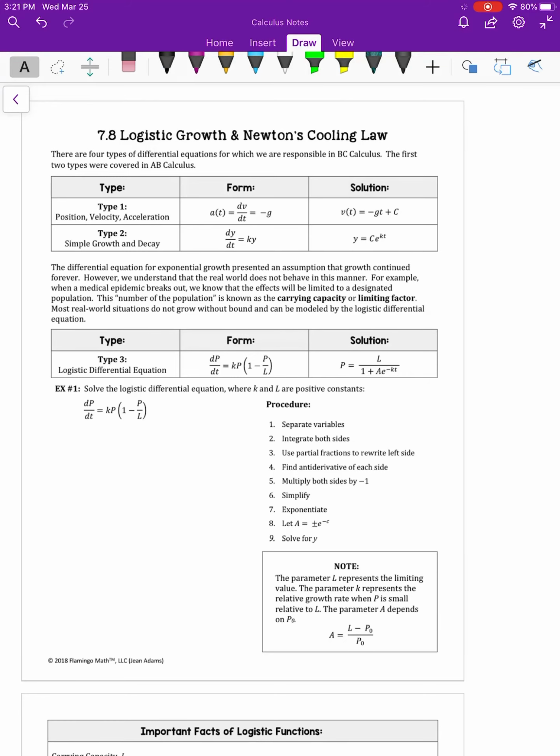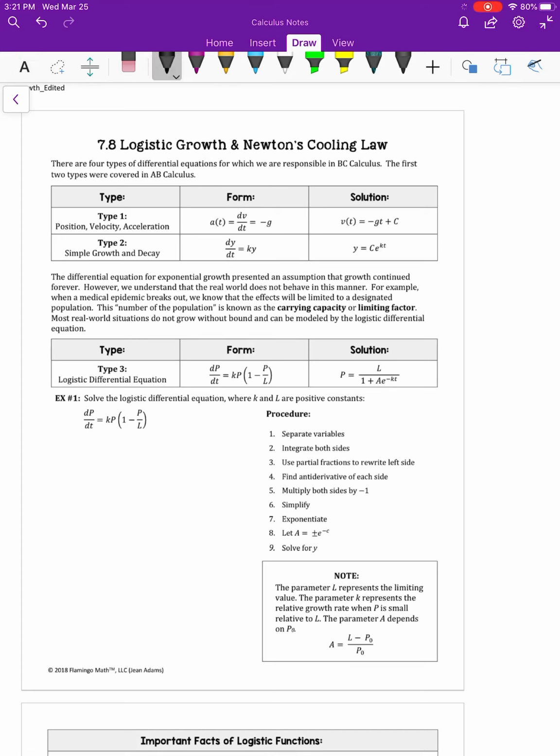The first 2 are type 1, position, velocity, and acceleration, which if you started with your dv dt is equal to negative g, and you separated that, I'd multiply by dt on both sides, integrate, that would give us v equals negative gt plus c. So that's how you get your solution there for your velocity.